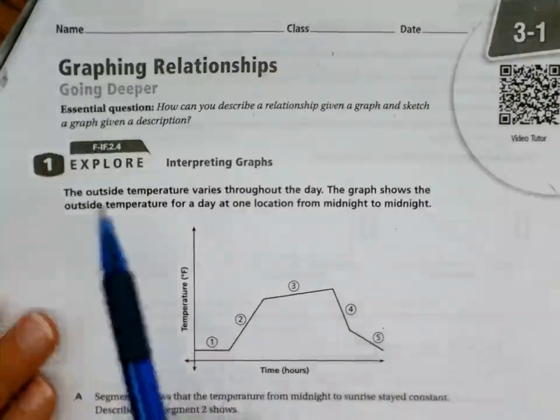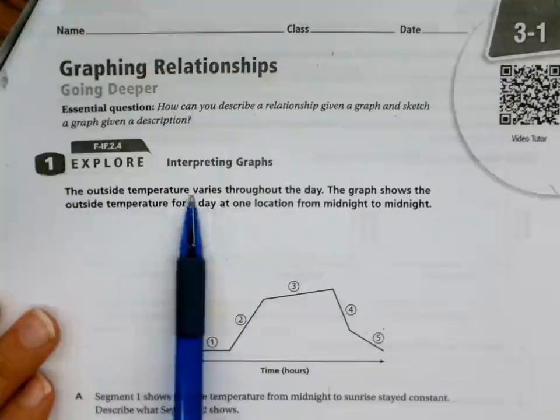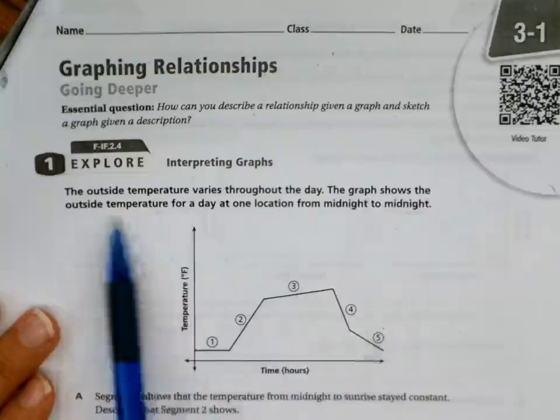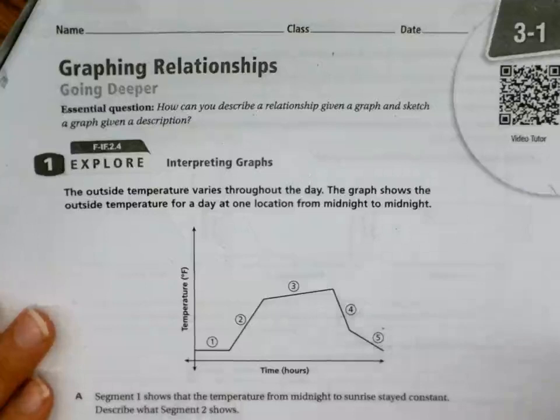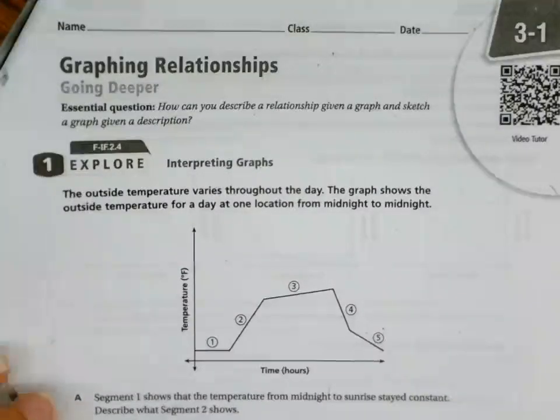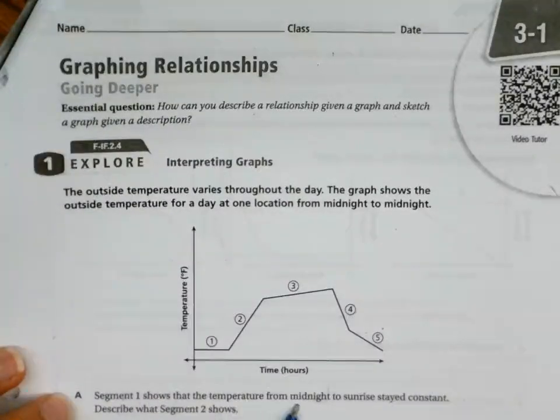Alright, so the outside temperature varies throughout the day. The graph shows the outside temperature for a day at one location from midnight to midnight. Segment 1 shows the temperature from midnight to sunrise stayed consistent. So from midnight to sunrise, it stayed consistent. That's why it's going to just be straight. Okay, it's staying constant.